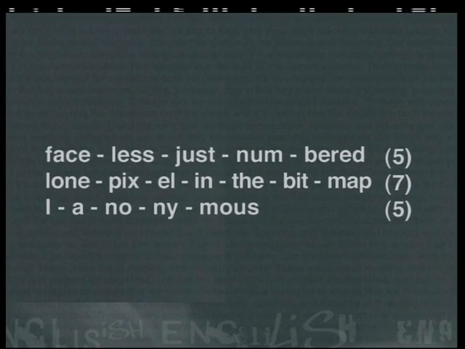Now, this is also an excellent example of poems that we can get from the internet. This poem we got from a website called Haiku for People. Now let's take a closer look at the structure of this haiku. In line 1, we have "faceless, just numbered," which comes to 5 syllables. The second line has 7: "lone pixel in the bitmap." And the third line has 5 syllables: "anonymous."